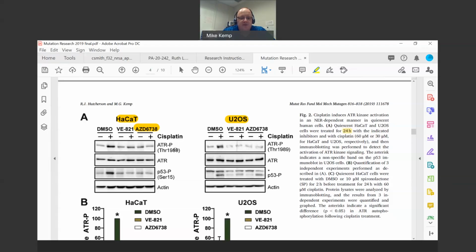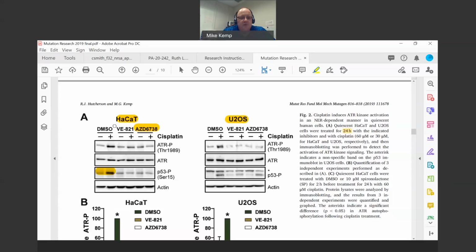And so if we look at the vehicle-treated cells, in the absence or presence of cisplatin, and these were treated for 24 hours with either 60 or 30 micromolar cisplatin, depending on the cell line, we can see that using an antibody against a phosphorylated form of ATR, the phosphorylation level increases with cisplatin treatment. Furthermore, the ATR substrate P53, again, a tumor suppressor gene, also becomes phosphorylated after DNA damage induced by cisplatin and other agents. And we can see that phosphorylation increases after cisplatin treatment.